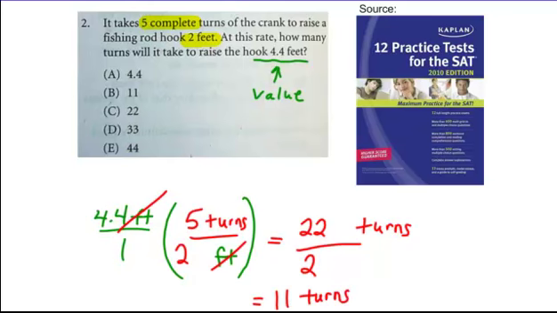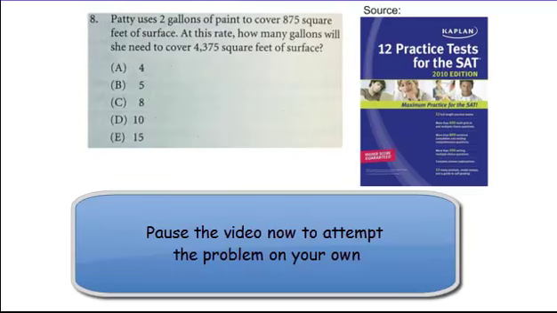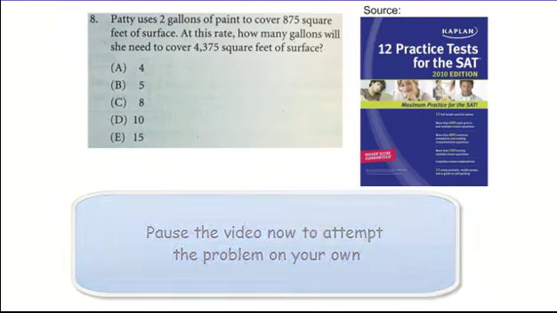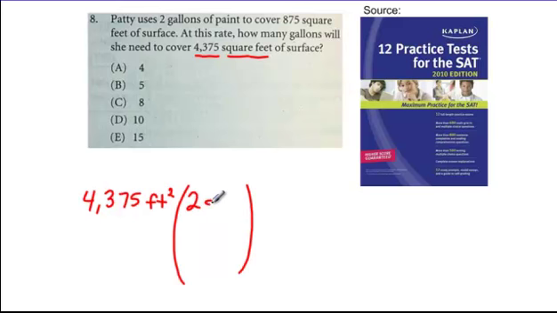Next problem. Patty uses 2 gallons of paint to cover 875 square feet of surface. At this rate, how many gallons will she need to cover 4,375 square feet of surface? Notice that our starting point is the last thing they gave us in the problem. This adds a tiny bit to the level of difficulty. We start with 4,375 square feet, and we multiply by 2 gallons over 875 square feet, purposely putting square feet on the bottom so they'll cancel.